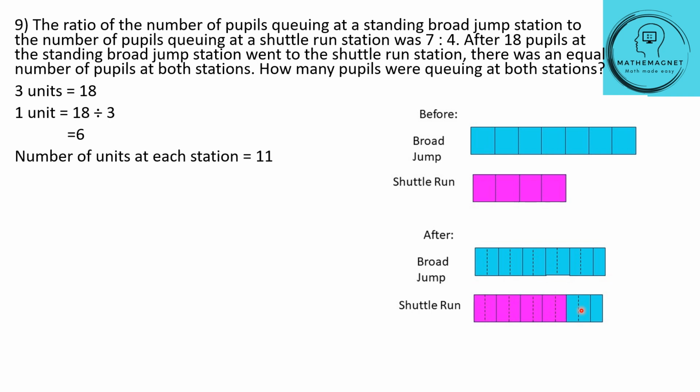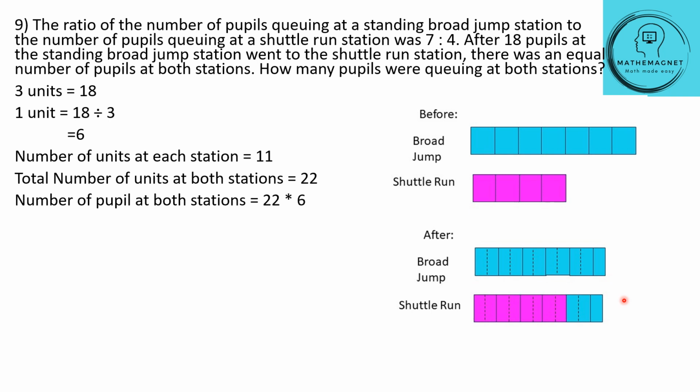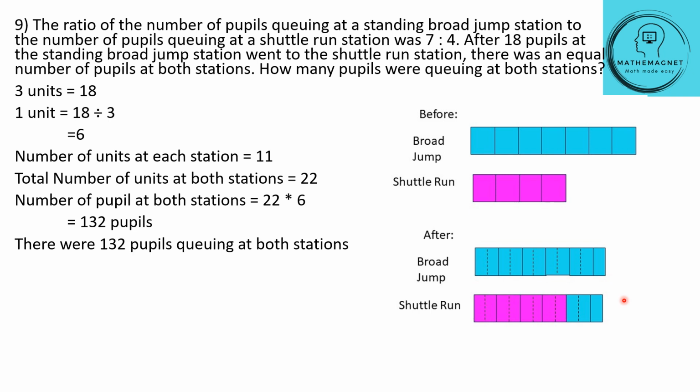Number of units at each station is equal to 11. There are 11 units in Broad Jump and 11 units in Shuttle Run. So 11 plus 11 is 22. And we know the value of 1 unit is 6. So the total number of pupils at both stations will be 22 times 6, which is equal to 132 pupils. So there were 132 pupils queuing at both stations.